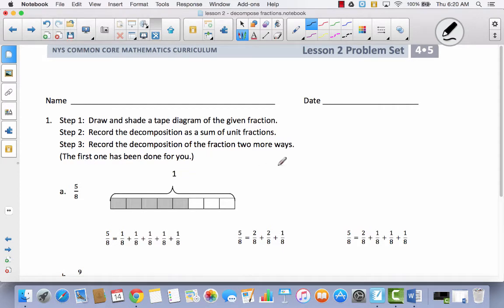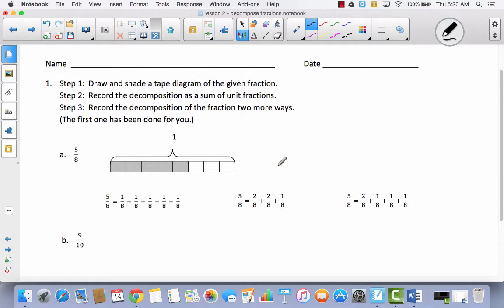Alright, so here's your problem set, and it says draw and shade a tape diagram of the given fraction. Record the decomposition as a sum of unit fractions. Record the decomposition of the fraction two more ways. The first one has been done for you. Now you'll notice that here is the tape diagram that they drew. Here's the whole. They shaded 5/8 and they decomposed it three different ways. That's exactly what we're going to do.